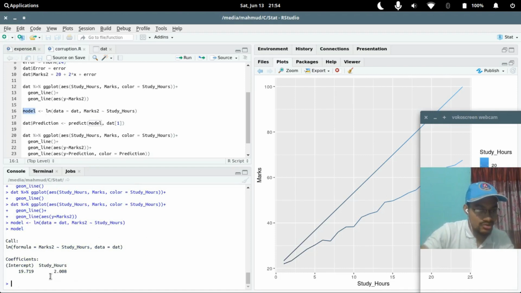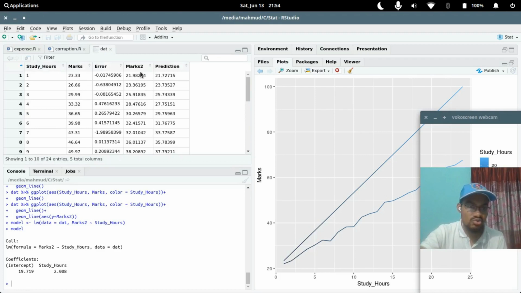In this case, we have got some outcomes which say that the intercept is 19.719 and study hours is 2.008. This means that even if a student doesn't study at all, his marks will be 19.719. Remember one thing: these marks we have got from this data, the marks column. So statistics predicts that even if a student doesn't study at all, his expected mark will be 19.719, or 20 approximately.